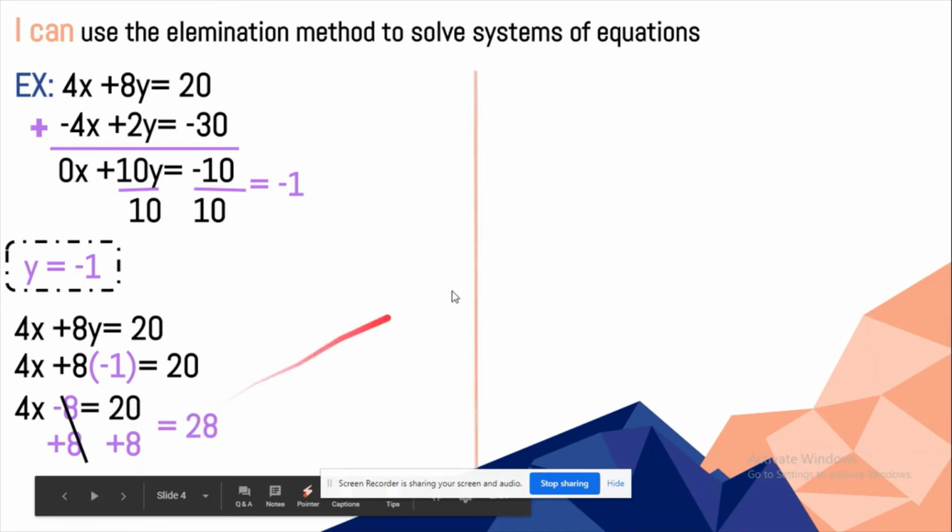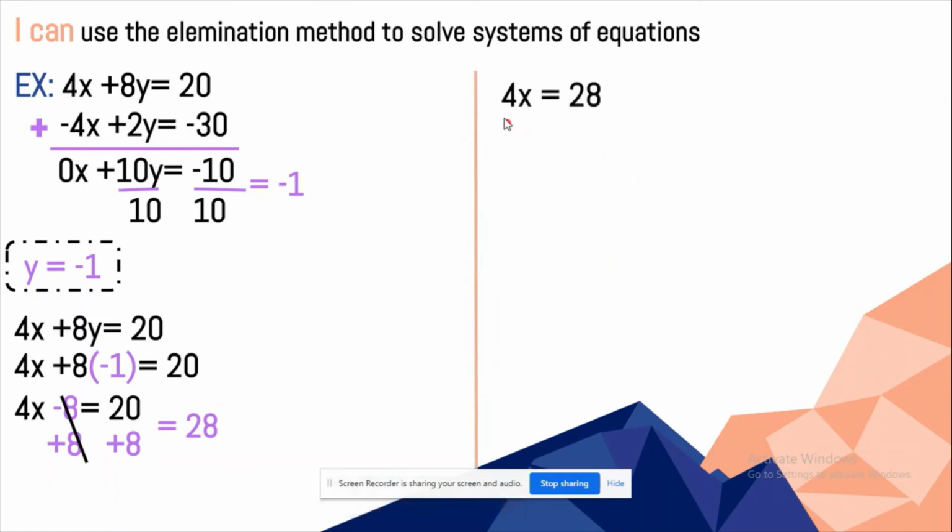Now I'm just going to write it here. So now we have 4x equals 28. We still haven't finished, we still want to get x alone. By doing that, we can divide both sides. We can do a fraction and divide both sides by 4. So 4 divided by 4 is 1. We don't have to write that. 28 divided by 4 is 7. Now we found the value of x, which is 7.